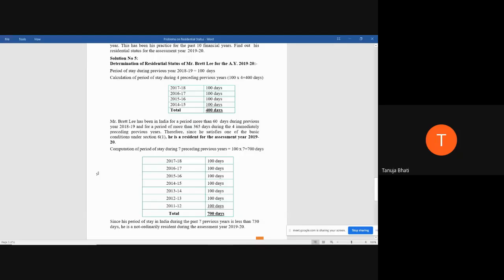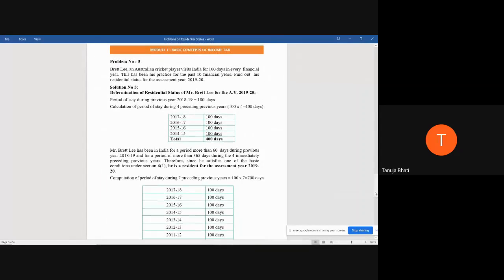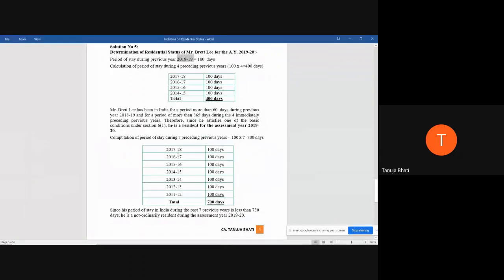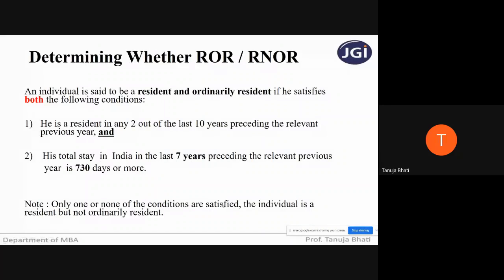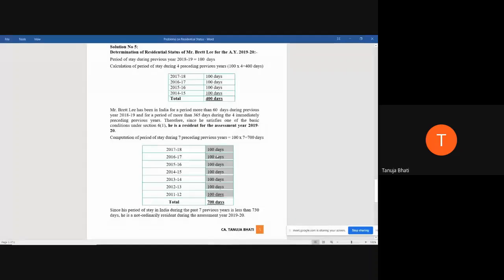Next, we have to check whether his total stay in India for the last 7 years preceding the relevant previous year is 730 days or more. What is the relevant previous year here? It is 18-19. So leaving 18-19, we have to see the 7 years before that: 17-18, 16-17, 15-16, 14-15, 13-14, 12-13, 11-12. Whether his stay is 730 days or more.